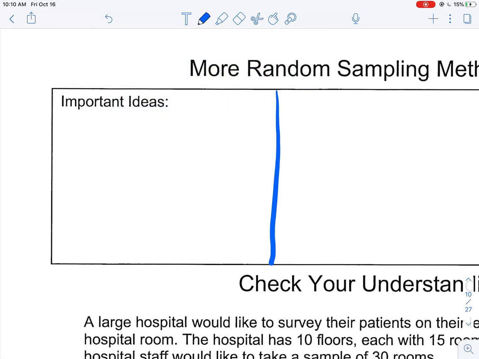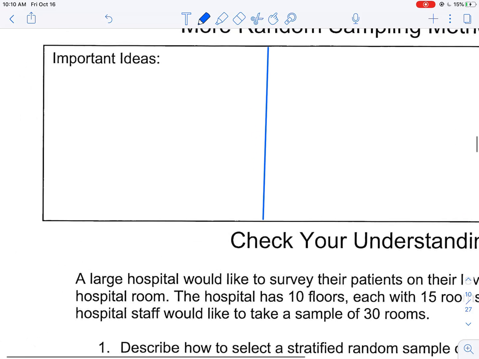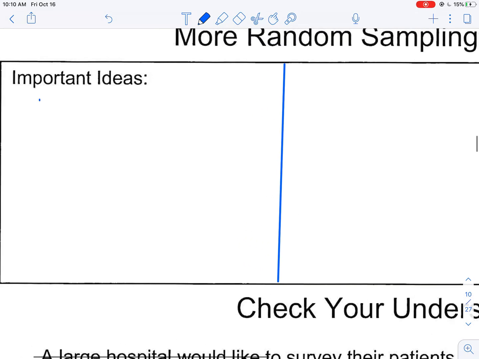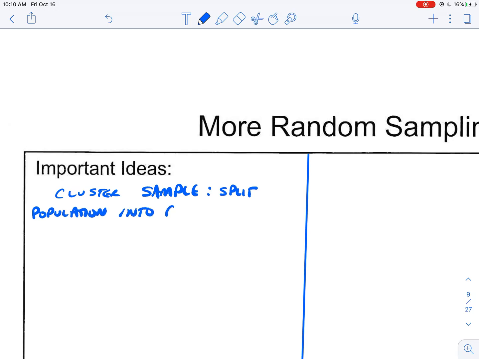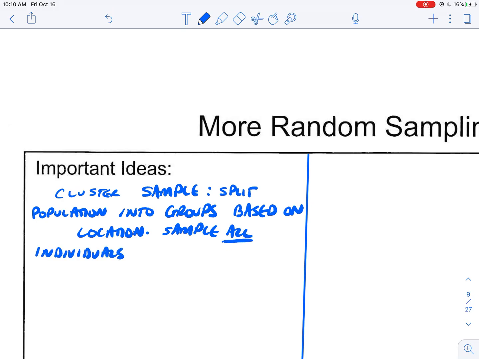This box is going to be divided into 3 pieces. First part's going to look like this. And let's revisit the idea of a cluster sample. So just to review, a cluster sample is when you split the population into groups based on location. Okay, so you split the population into groups based on location, and you sample all individuals in the cluster. That was the important part about a cluster sample. You have to randomly pick the cluster, then sample everybody in the cluster.